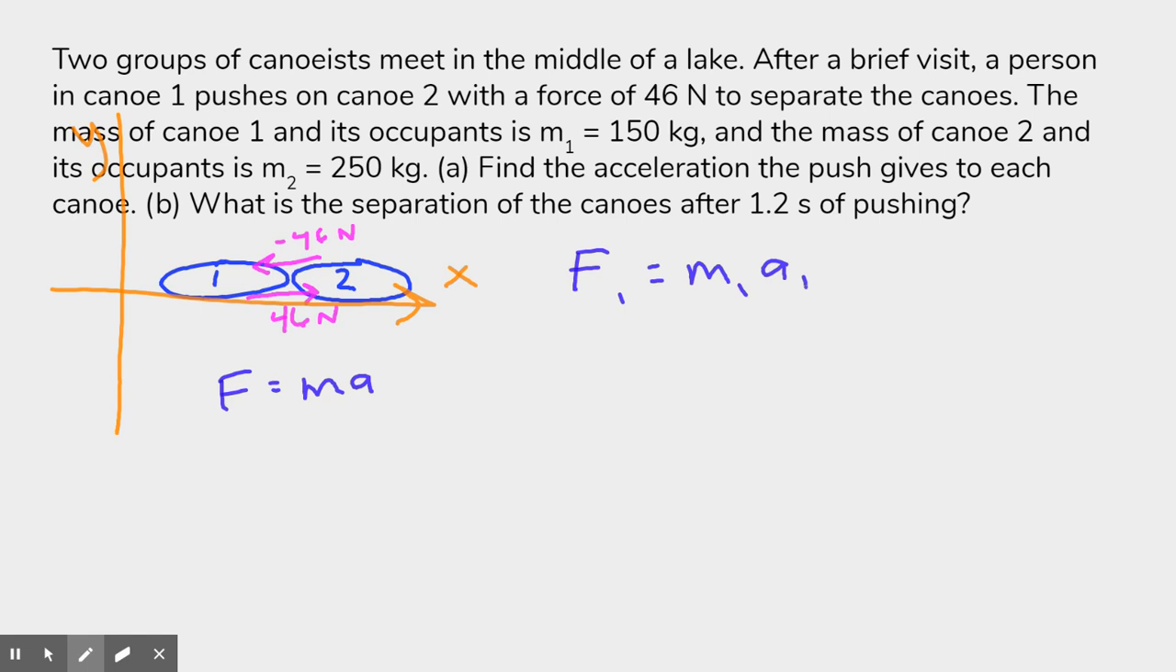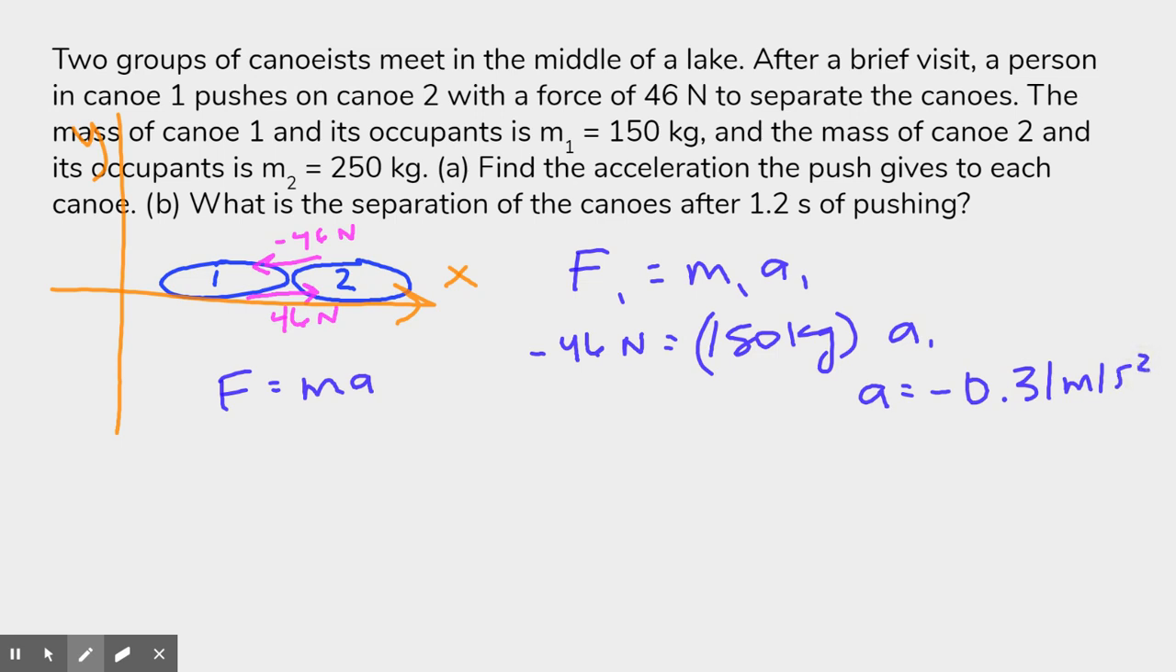Okay, the force on the first canoe is negative 46 newtons, and that is equal to the mass of the first canoe, which is 150 kilograms. We can solve for acceleration. When you do so, you are going to find that the acceleration is negative 0.31 meters per second squared, and that's if you're using sig figs correctly. So pause this and go ahead and calculate the acceleration for the second canoe.